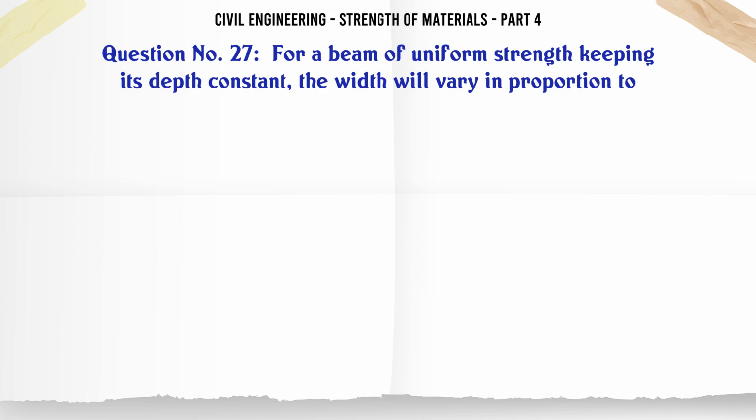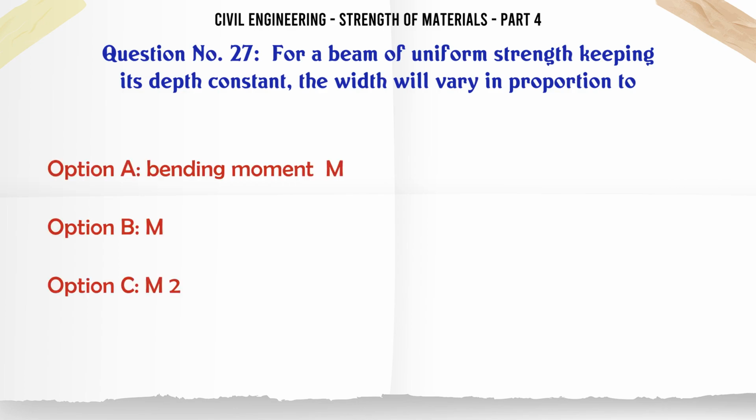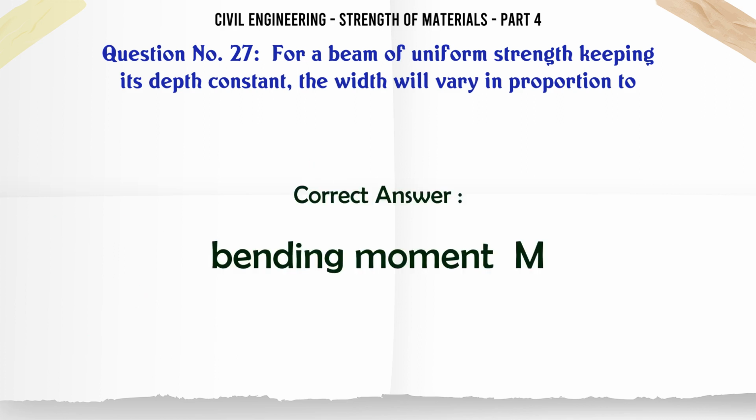For a beam of uniform strength keeping its depth constant, the width will vary in proportion to: A. bending moment M, B. √M, C. M², D. none of these. The correct answer is bending moment M.